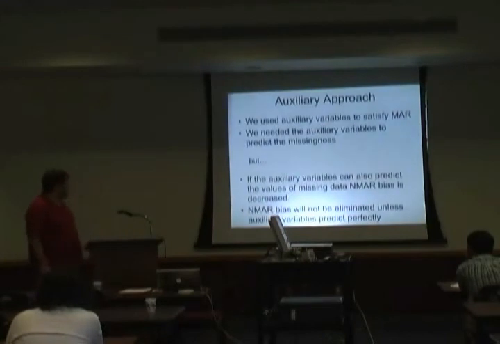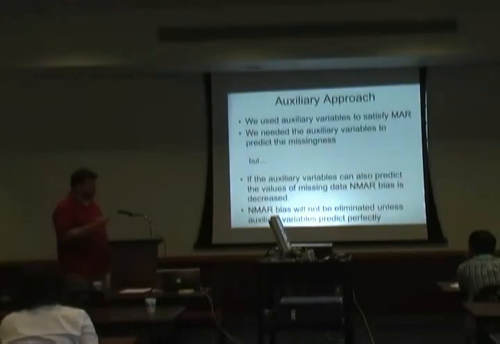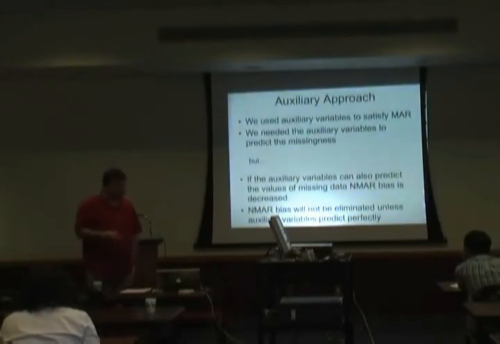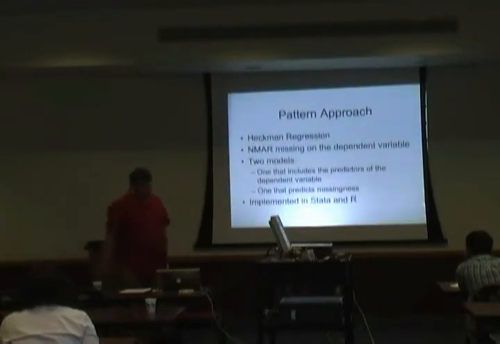So, the auxiliary variable approach. We used auxiliary variables to satisfy the MAR assumption already. So we use auxiliary variables to predict missingness. Kind of going through that again, just wanted to emphasize that unfortunately all the bias will never be eliminated unless your auxiliary variables predict perfectly, which they won't.